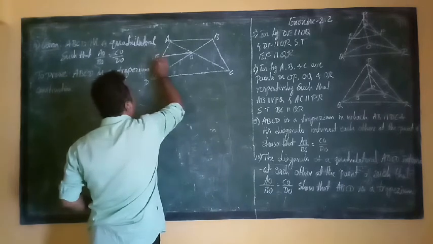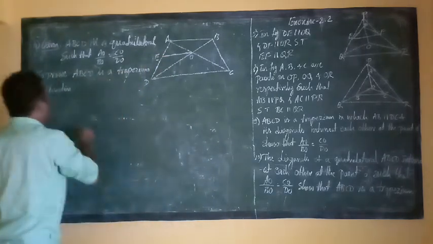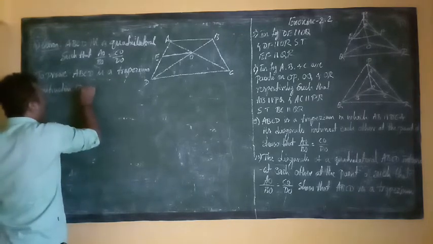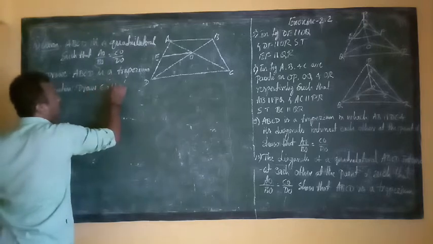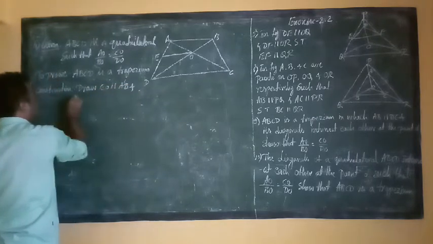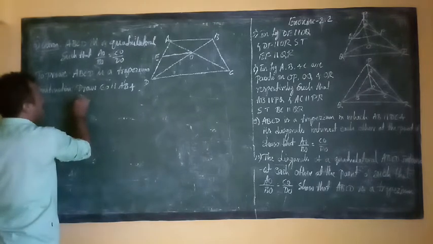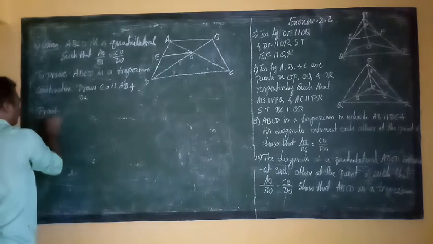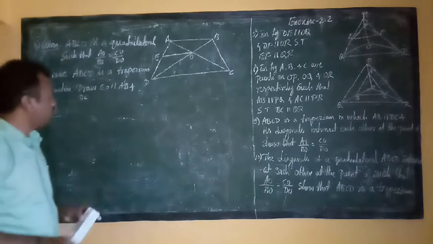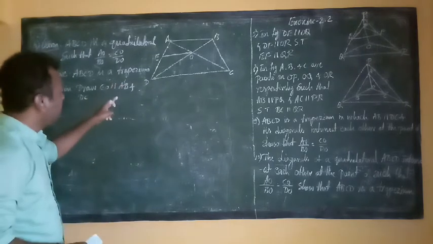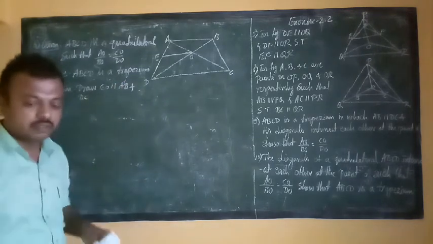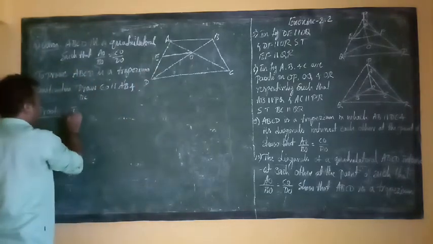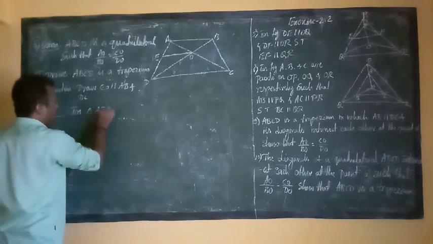See, I will draw EO. EO is parallel to AB and DC. Okay. So next, proof. So first of all, ABD or ADC. Okay. So I will take triangle ABD.